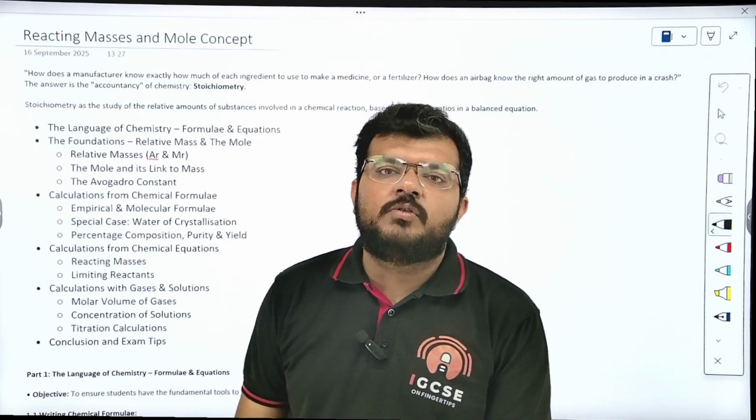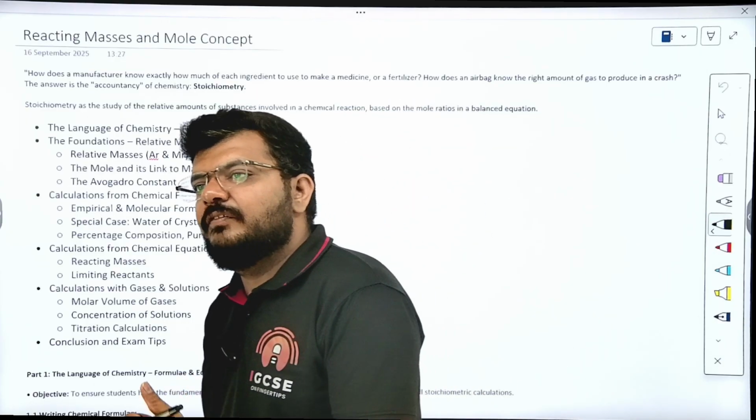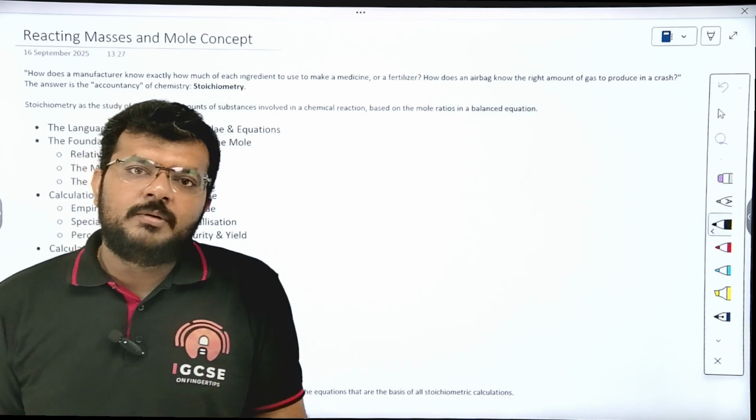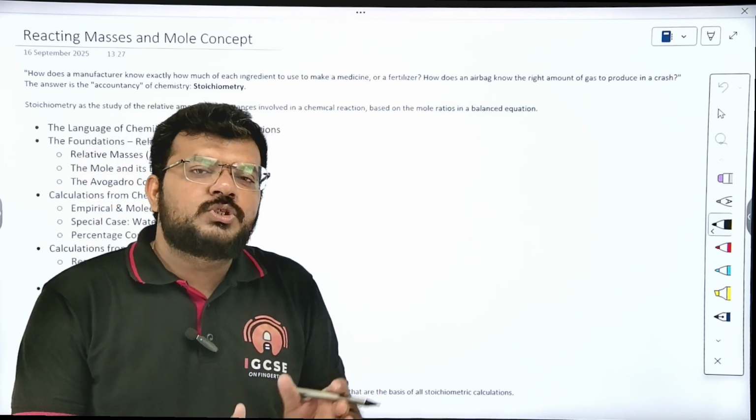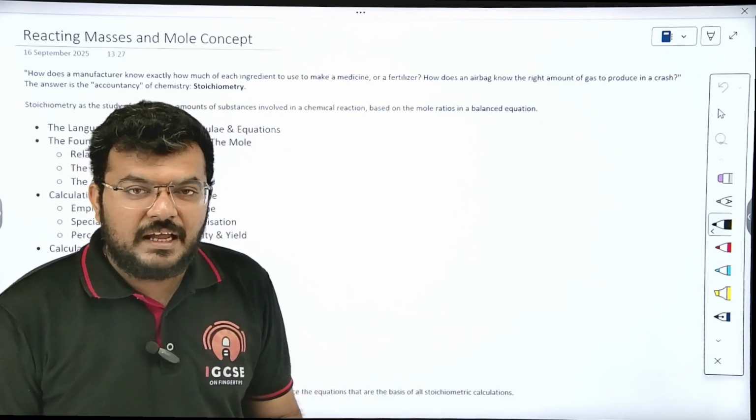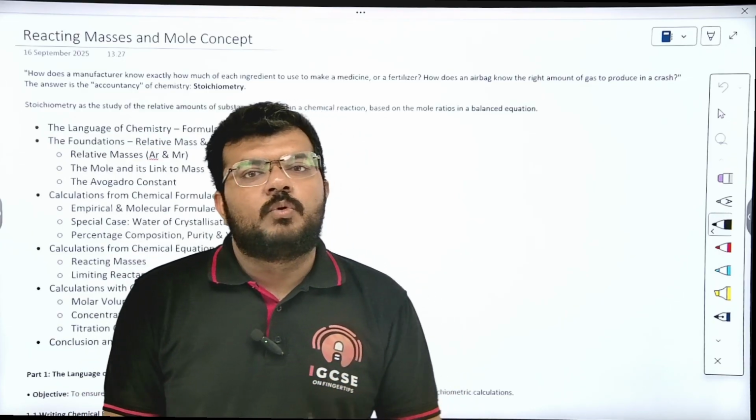boards. I'm going to solve them and then there will be a video which will be of about solution of the entire worksheet that I have created for mole concept.